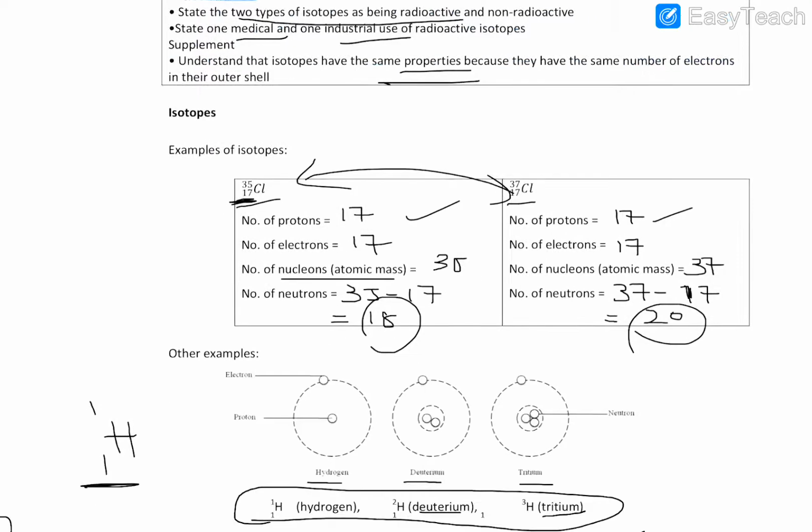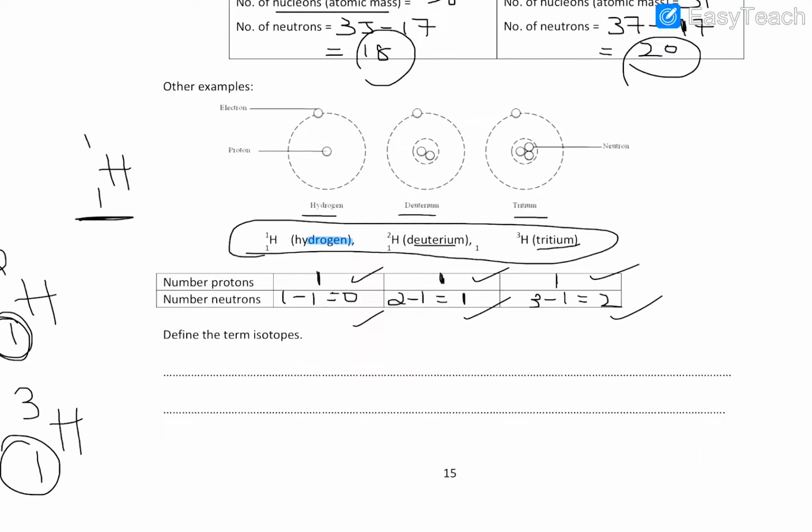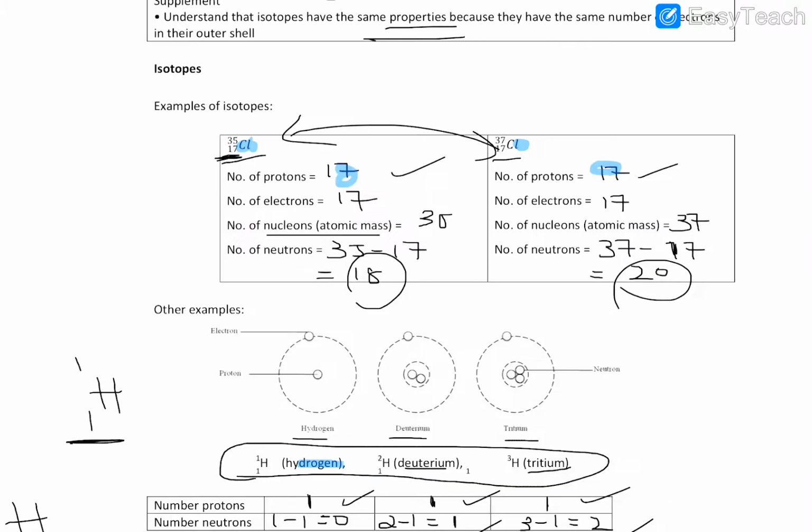Atoms of the same element, so these two are the same element. These three, they are the same element. Atoms of the same element having same number of protons, but different number of neutrons, or you could say different nucleon number as well. That's fine. So in your copybook, write the definition of isotopes. You can include the examples as well.